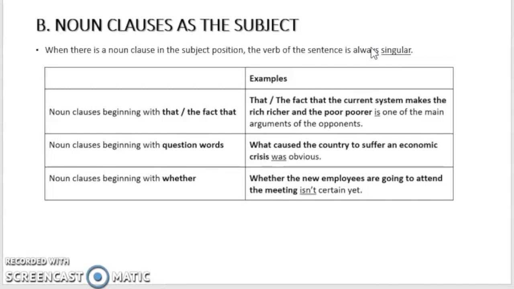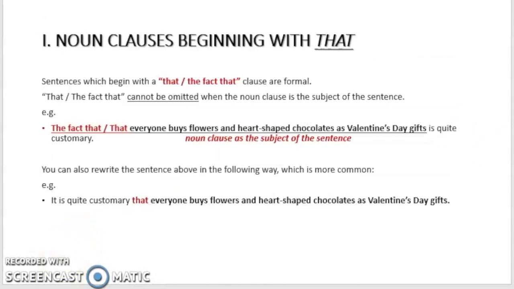Now, let's have a closer look at these three types of noun clauses, starting with the noun clauses beginning with that. The first type we will work on is the noun clauses beginning with that. Remember, positive or negative statements can be turned into noun clauses beginning with that or the fact that, and using them in subject position is actually quite formal. Also, that or the fact that cannot be omitted when the noun clause is the subject of the sentence.